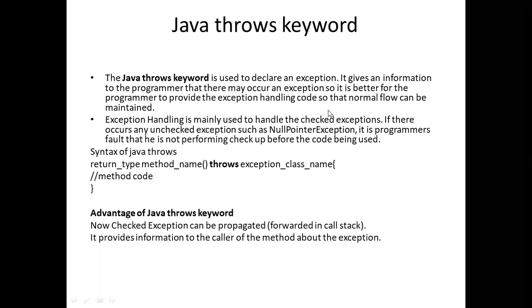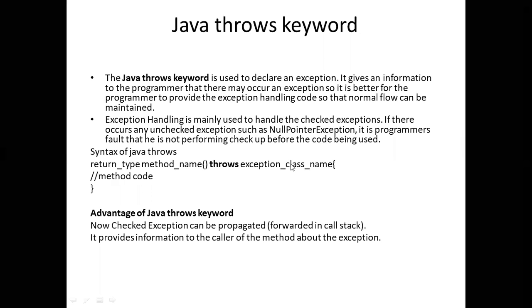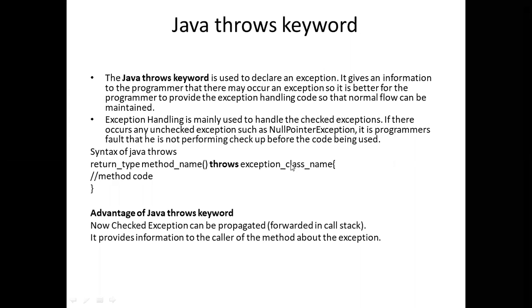So if an unchecked exception occurs, then what will happen? In that particular case we use this throws keyword. What is the syntax for the throws part? We have a return type, a method name, the throws keyword, and the exception class. I will discuss the differences also, but first just understand the syntax. So four things are required if you want to use the throws keyword.